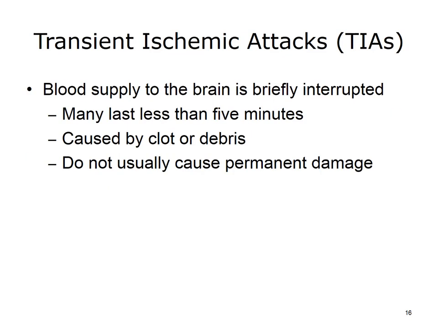Mini strokes, also known as transient ischemic attacks or TIAs, occur when the blood supply to the brain is briefly interrupted. Many TIAs last less than 5 minutes. Like an ischemic stroke, a TIA occurs when a clot or debris blocks blood flow to part of your brain. Unlike a stroke, however, which involves a more prolonged lack of blood supply and causes permanent tissue damage, a TIA doesn't usually leave lasting effects because the blockage is temporary.